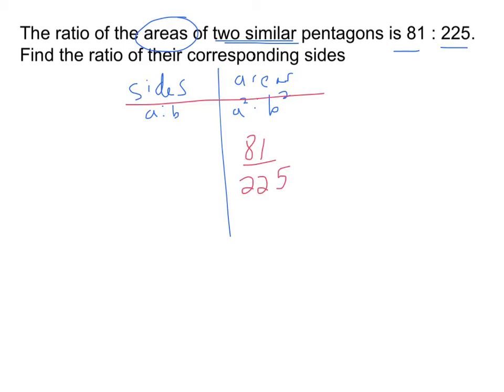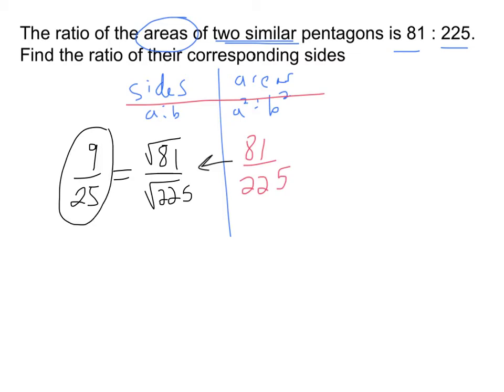Now we might think, well, what is the ratio of the side lengths? Well, to work this way, if you have things that are squared and you want to go backwards and figure out what those numbers were before they were squared, we'll actually square root each of these numbers. Square root of 81 over the square root of 225, that'll be 9 over 25. So the ratio of the areas of similar pentagons is 81 to 225. Since they are similar and they gave us the areas, we'll square root, and the ratio of the corresponding sides is 9 to 225.